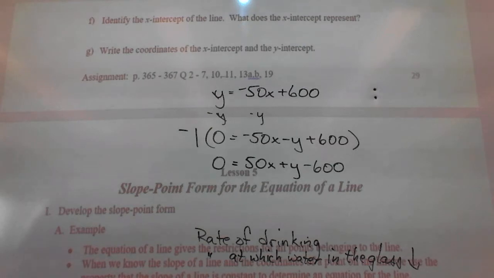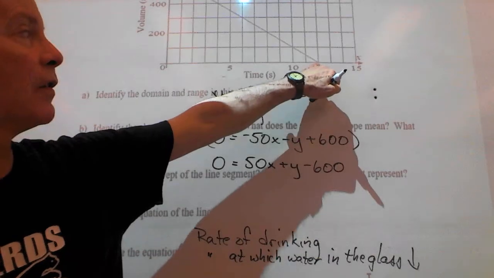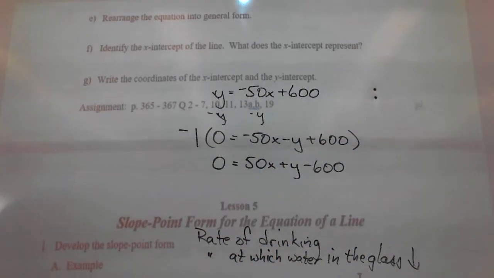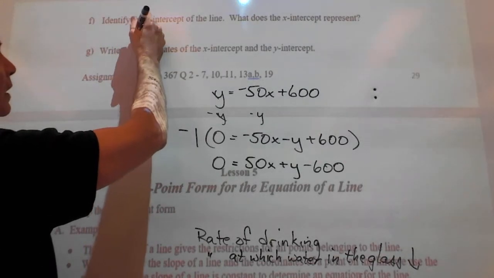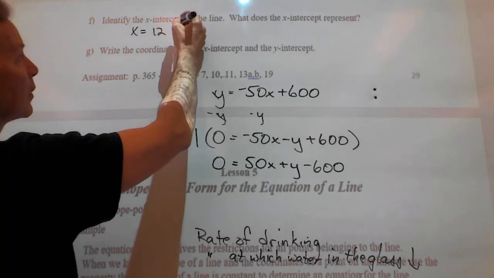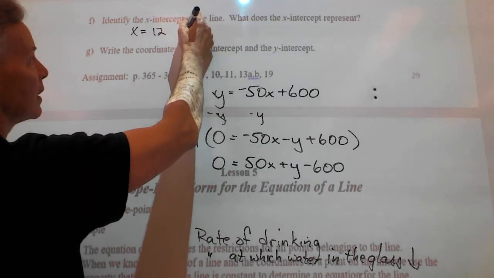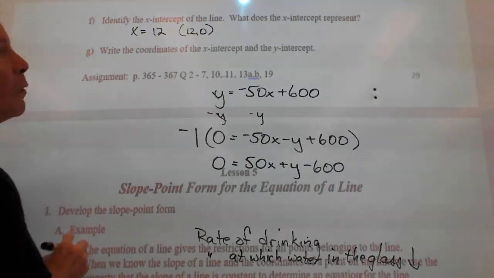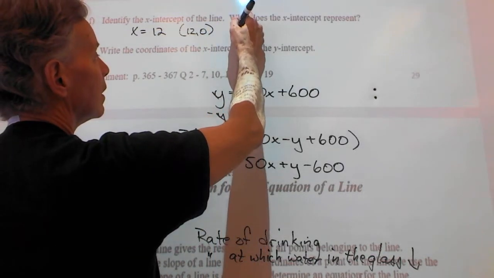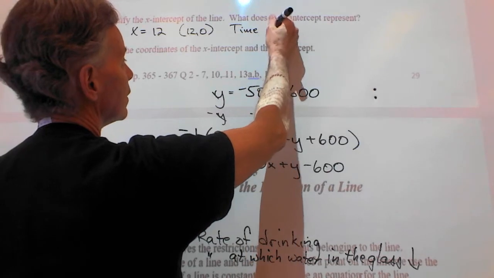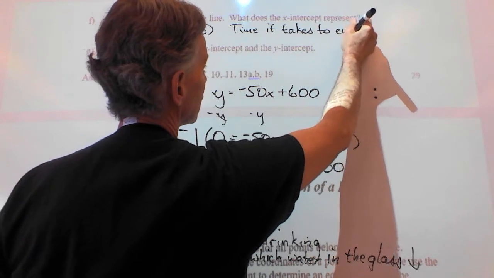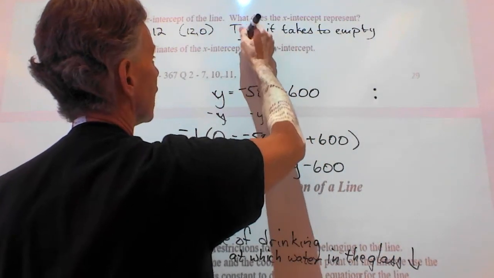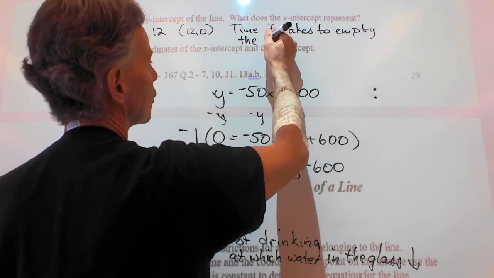Identify the x-intercept of the line. Well, remember that was, we'll just skim back up there. The x-intercept was right there at 12 seconds. So you could say at x equals 12, or you could give the coordinates and say that it's at 12 and 0. What does it represent? The time it takes to empty the glass. In other words, the time it takes to drink the glass of water.